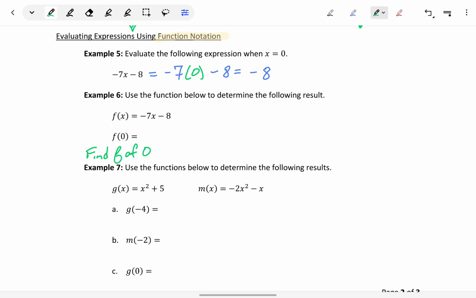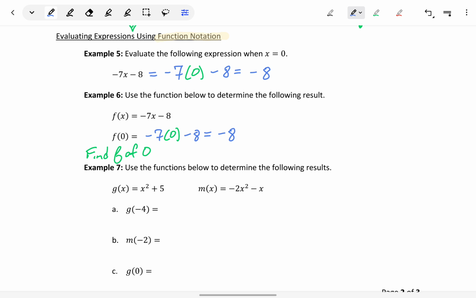So in order to find f of 0, what we do is substitute 0 into that function everywhere an x occurs. Which leaves us with negative 8. Again, that's exactly what we did in example 5, but it's allowing us to write that information in a more concise way. Instead of having to say evaluate this expression when x equals 0, we can just say find f of 0.